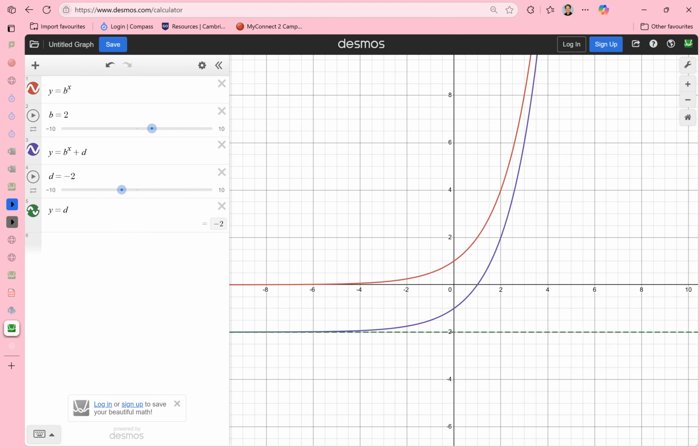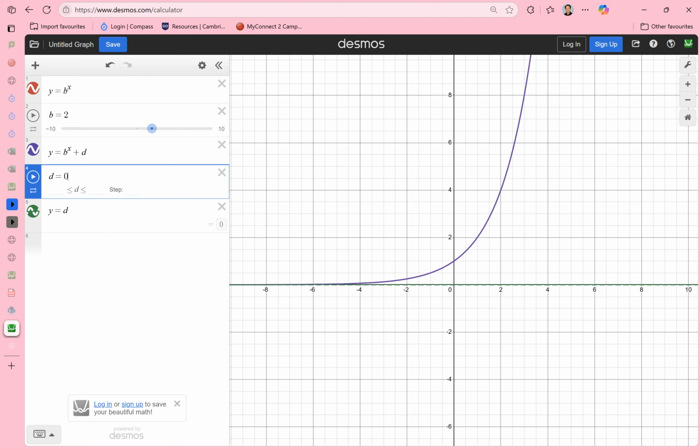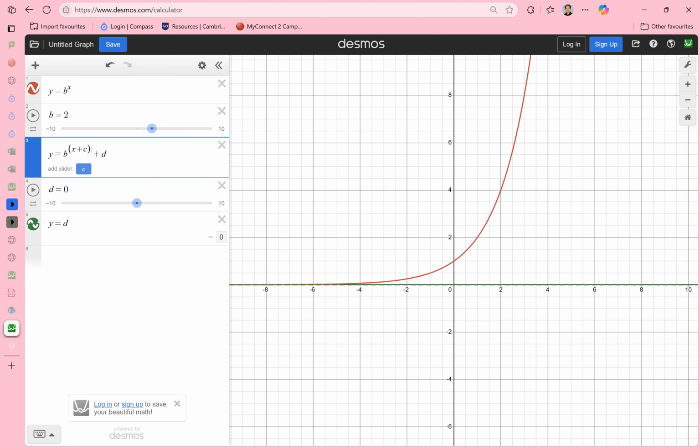So far I've taught you rate, base, up and down. Let's have a look at left and right now. It's the same concept. I'm going to make d 0 again just so you don't get confused by it. So here we go. That's our typical 2 to the power of x. Let's see what happens now if I put in a plus c.